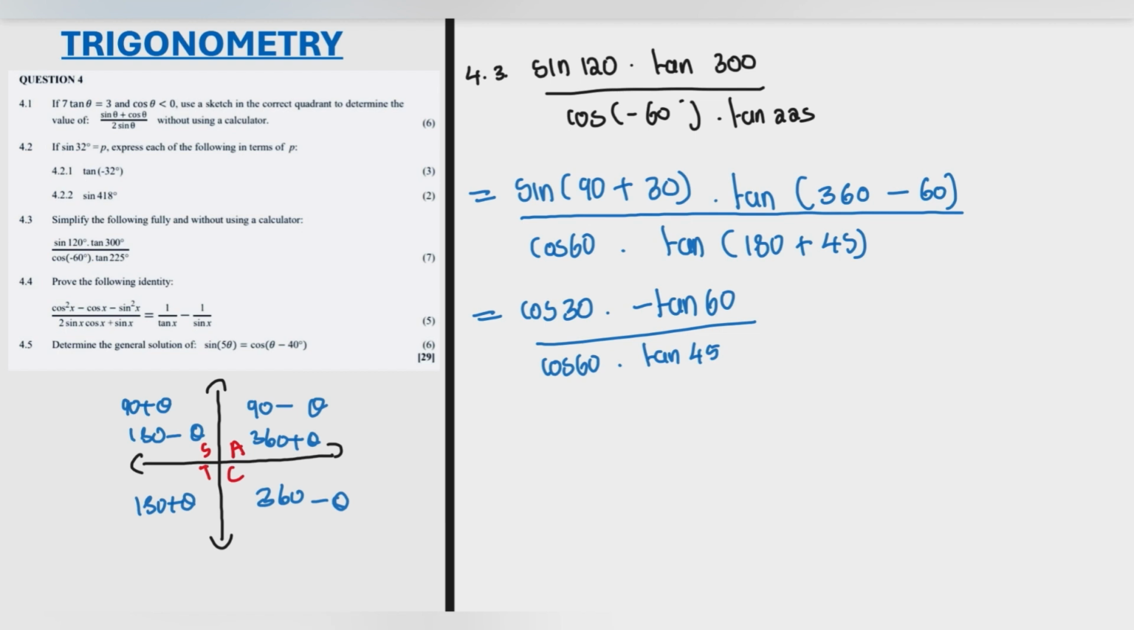Right. Because all the angles that you have as special angles, you can just plug them in the calculator. Cos of 30 will give you root 3 over 2 times minus tan of 60 will give you just root 3, all divided by cos of 60 will give you 1 over 2 times tan of 45 will give you 1.